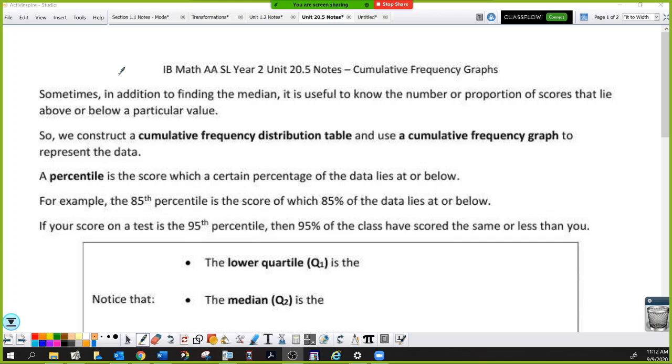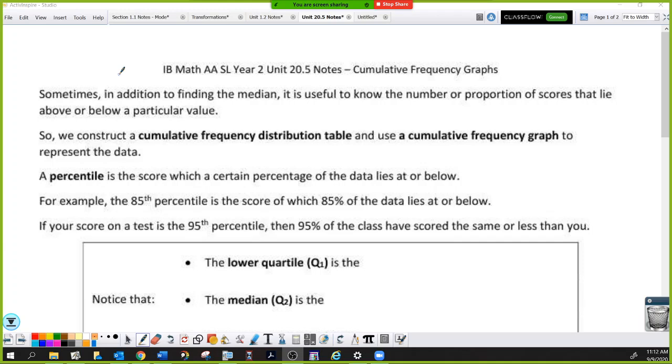Percentiles are something that you're all familiar with because you've gotten your ACT and SAT scores. Your score is always given a percentile. You are in the 80th percentile or something like that. A percentile is the score which a certain percentage of the data lies at or below. That's why you can't be the 100th percentile, because that would mean that you are better than 100% of the people who took the test, but that includes you, which doesn't make any sense. So, for example, the 85th percentile is a score which 85% of the data lies at or below.